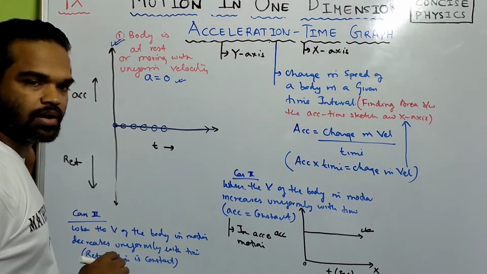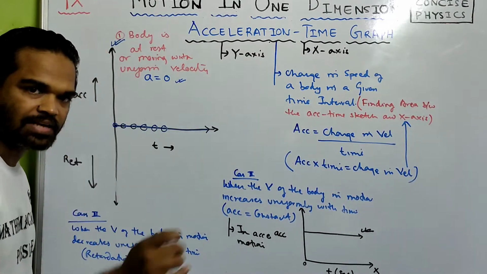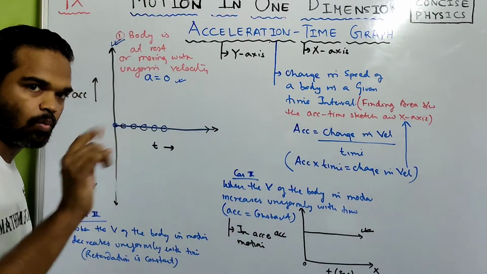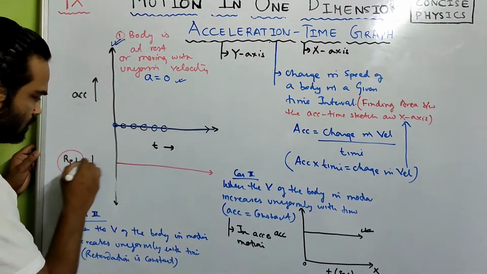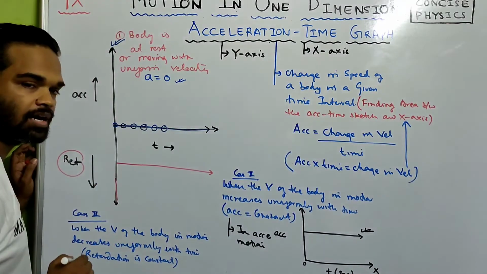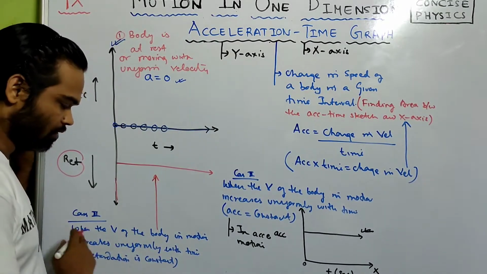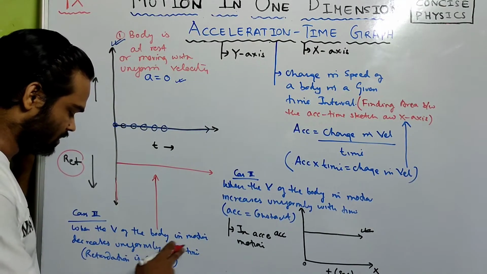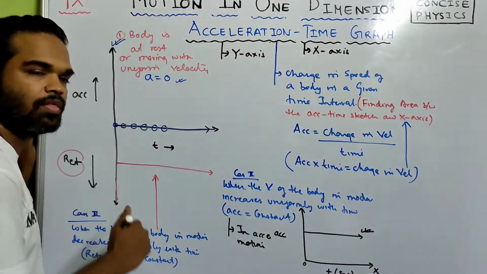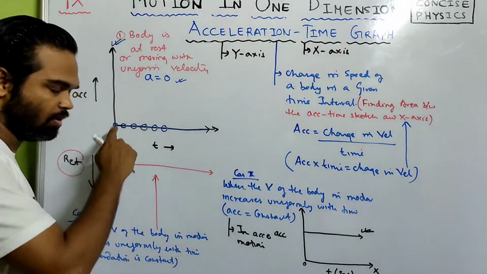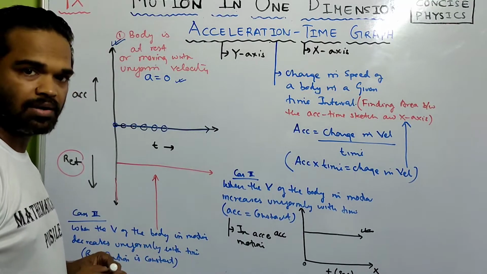Then what will be the nature of the graph? Then we'll get a line again parallel to the x-axis but on the negative y-axis, which means we'll get a graph like this, because this represents your retardation. So when the velocity of the body in motion decreases uniformly with time, you get a line parallel to the x-axis but on the negative side of the y-axis. That represents retardation. Am I clear?